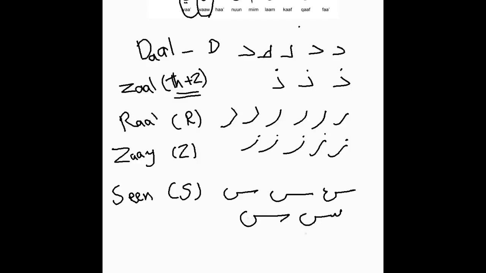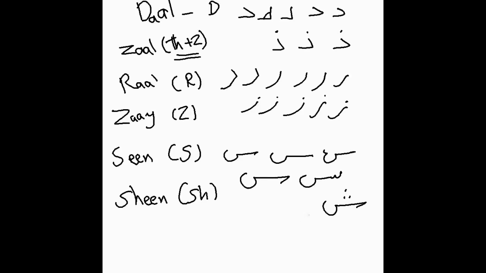Now Sin. After Sin we have Shin. Sh, and that's how it's pronounced. Sheen is similar to seen with 3 dots on top. So we have seen with 3 dots, it became sheen. Seen, sheen.